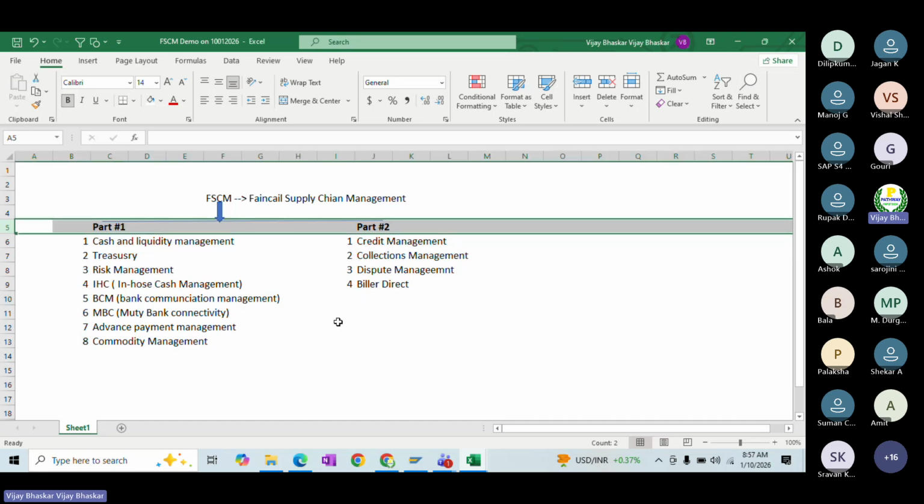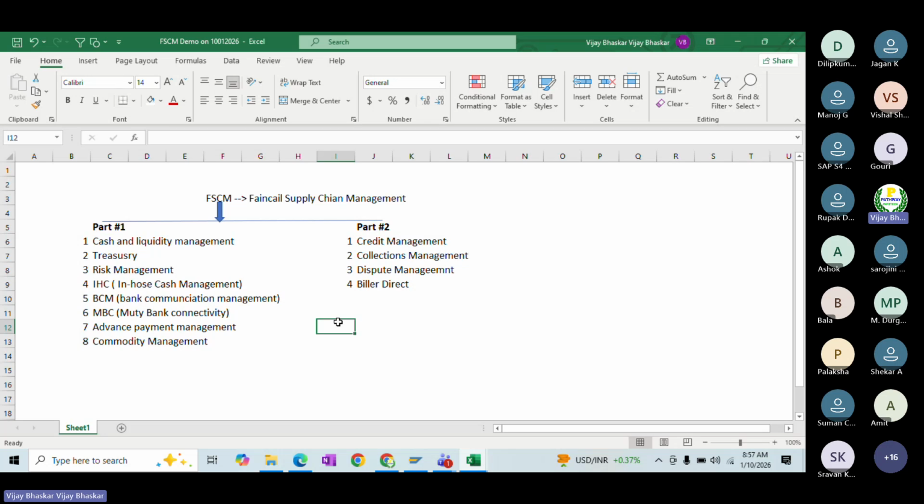Coming back to the topics we are going to cover in the session: it starts with cash and liquidity management and ends with Biller Direct. To be frank, the expectation is that you will learn what things are to be configured, how the configuration is done, and what the end result would be. These are the topics we will discuss in detail in the session.